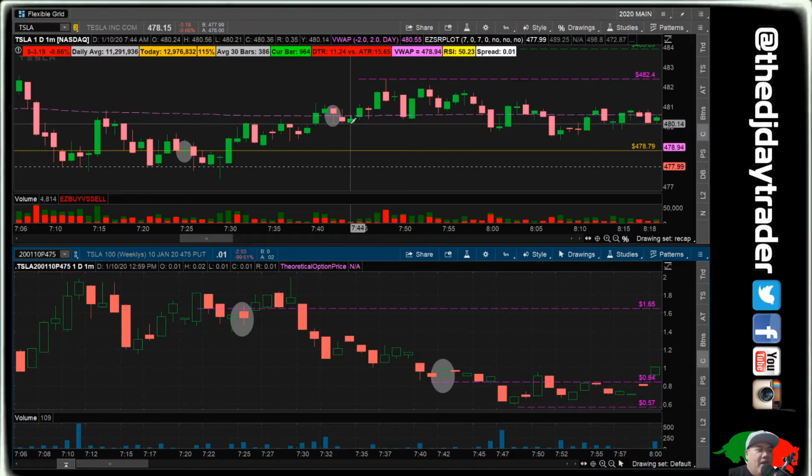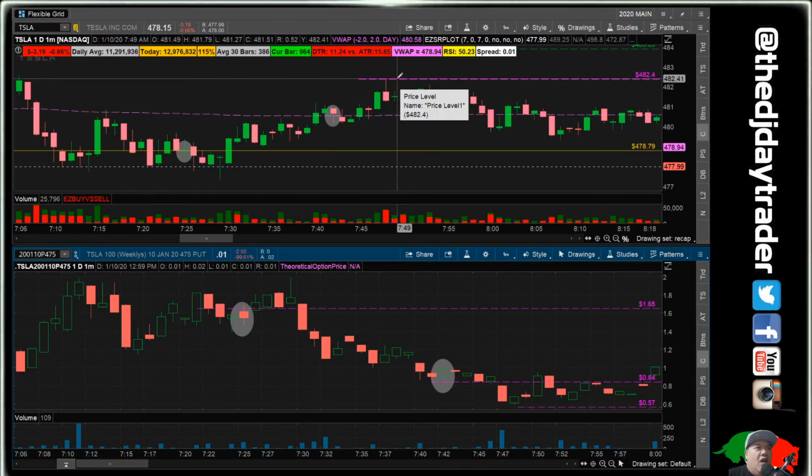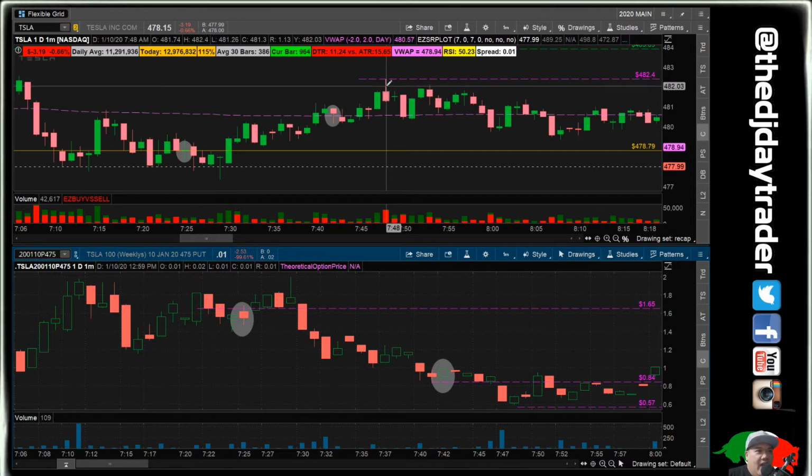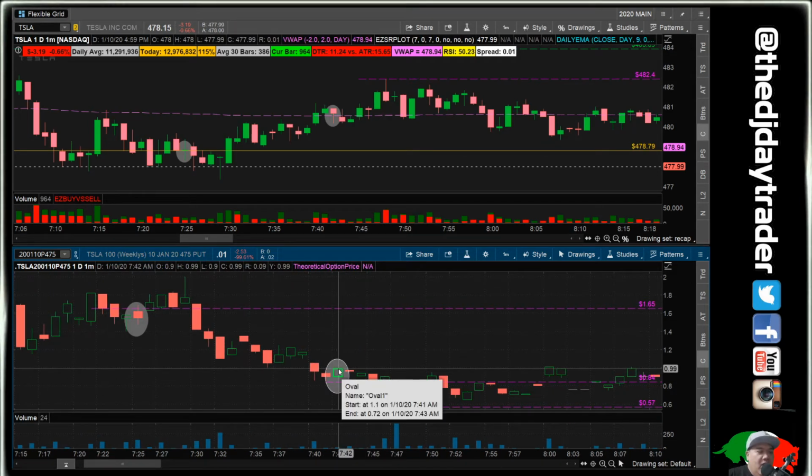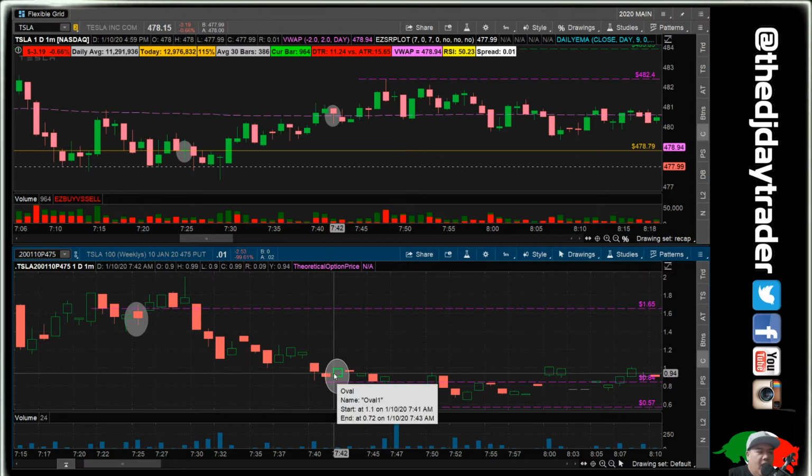It breaks below the VWAP, and then boom, shoots all the way back up here to this 482.40 at about 7:48. So within 5 minutes. And as you can see here on the charting below, from here, my entry 7:42, I'm averaged at about $1.15.